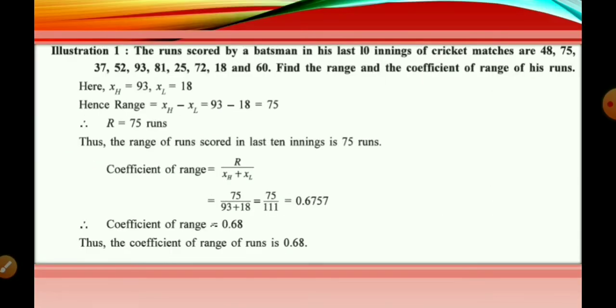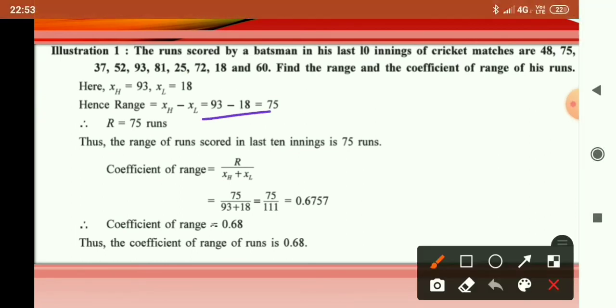Now we have to find the range. Range is equal to XH minus XL. So 93 minus 18 is equal to 75. So here we have written 93 minus 18 equals 75. So your range equals 75 runs. Here we will write the unit. Now find the range as well as the coefficient of range. Coefficient of range means we have to find the relative range.